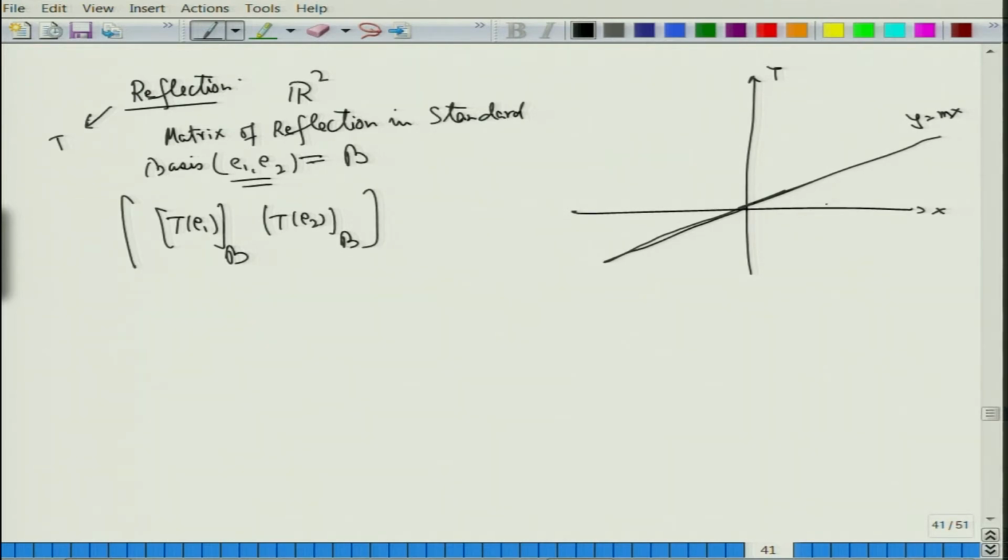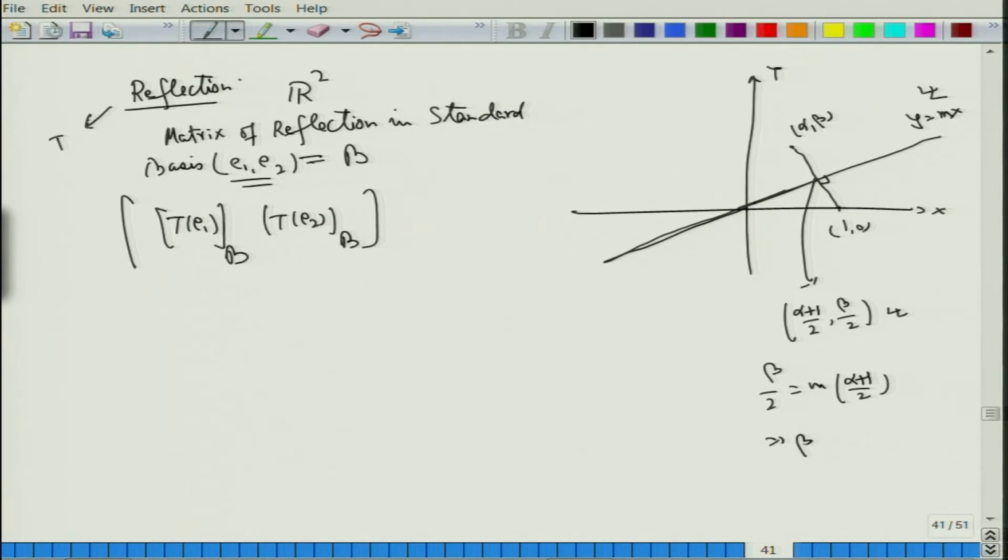So I would like you to see that I have the point 1 comma 0 here, and I draw a perpendicular. Suppose this is the point which is the reflection, so this is alpha comma beta. So the coordinates of this midpoint will be (alpha plus 1) upon 2, beta upon 2. Be careful, I may make mistakes. Now, this lies on this line. So beta upon 2 will be equal to m times (alpha plus 1) upon 2. This will imply that beta is equal to m times (alpha plus 1).